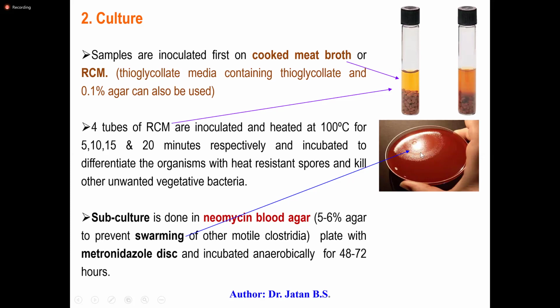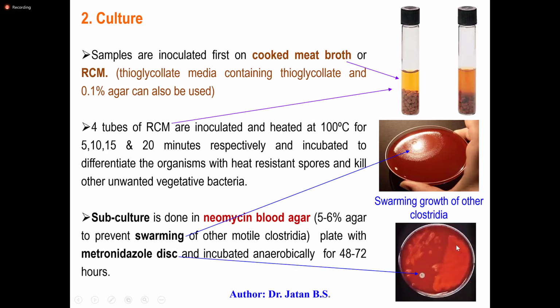Normally, only 1 to 2% agar is present in this media. If you increase the concentration of agar to 5 to 6%, then this kind of overgrowth or spreading growth is not found. So in order to stop this kind of over swarming growth or overgrowing, you must increase the concentration of agar to 5 to 6%. And also you must place a metronidazole disc and incubate anaerobically for 48 to 72 hours.